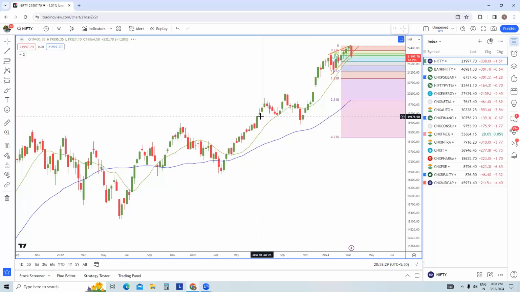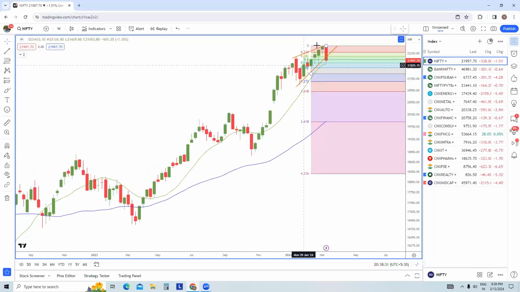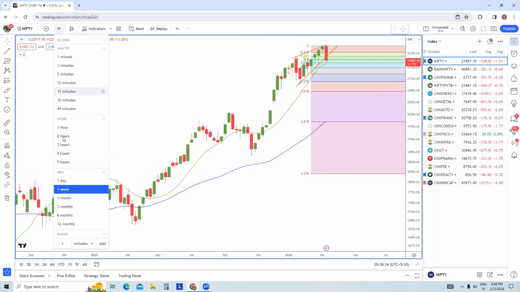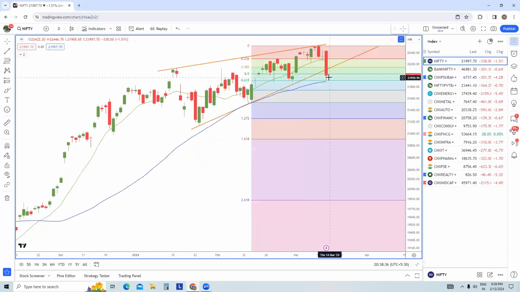Now, taking into consideration that the overall trend is up in the weekly time frame chart, if we clearly check, you can see the trend is up, and this is a medium term uptrend. So is this sort of breakdown enough for the markets to crack down and start a new downtrend?